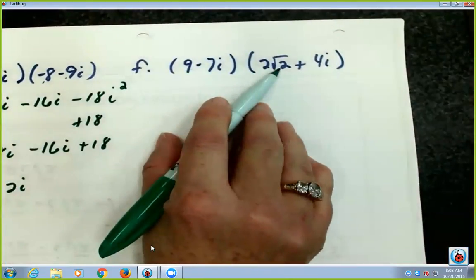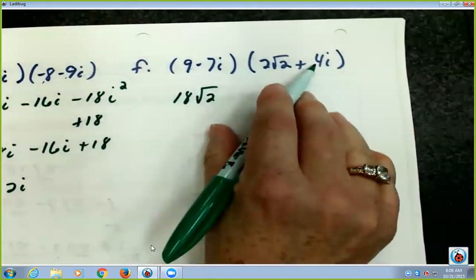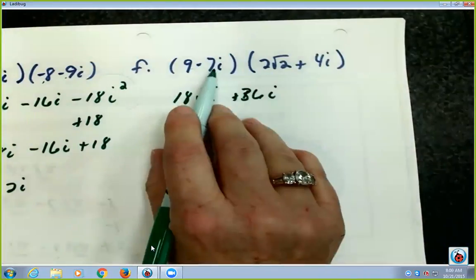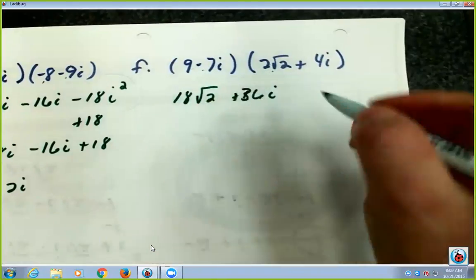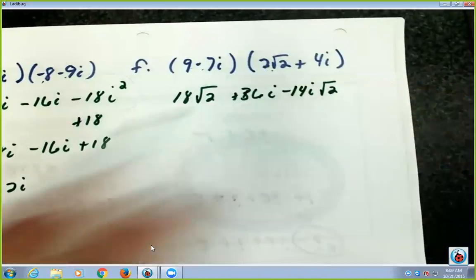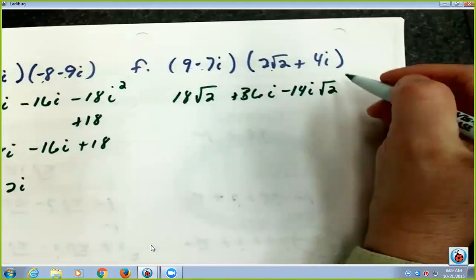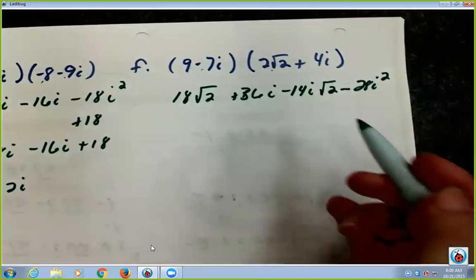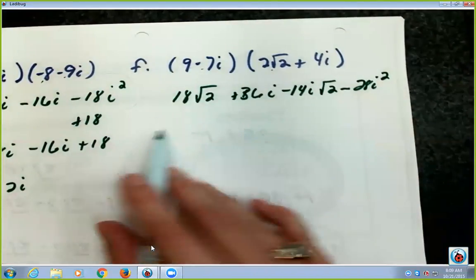9 times 2 square root of 2 is 18 square root of 2. 9 times 4i is plus 36i. 7i times 2 square root of 2 is 2 times a -7, which is 14, but the i comes along and the square root of 2 also comes along. Then finally, -7 times a positive 4 is a -28, and i times i is i squared. But within this, there isn't anything else to combine. I can't put anything together in there.